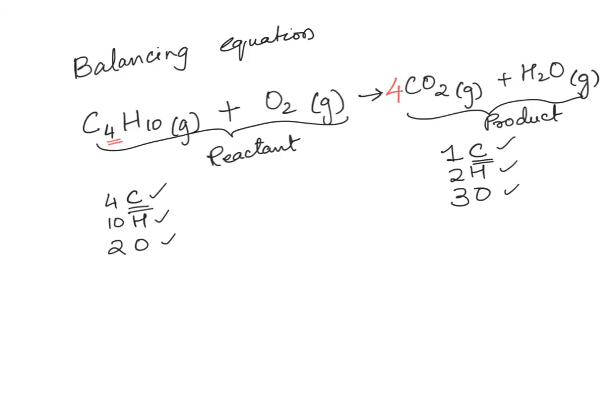Remember, when you are balancing equations, you can only change the coefficients of the compounds. You cannot change the subscripts, because subscripts are a part of the formula. So because we have 4 carbons here, let's place 4 here. Now we have 4 carbons on the reactant side, and 4 carbons on the product side. So now carbons are balanced.